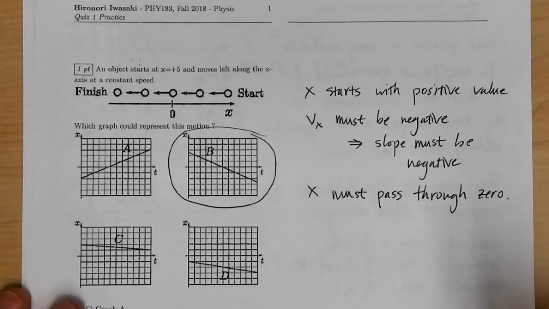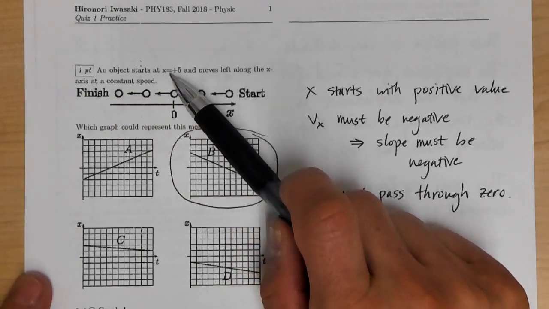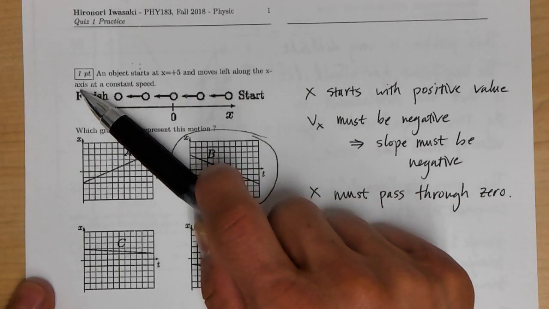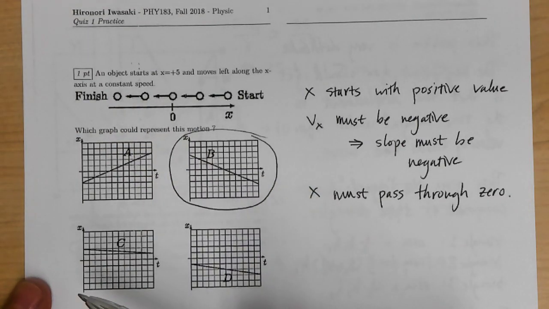These are the solutions to quiz 1, the practice quiz 1. An object starts at x equals plus 5 and moves left along the x-axis at a constant speed. Which graph could represent this motion?